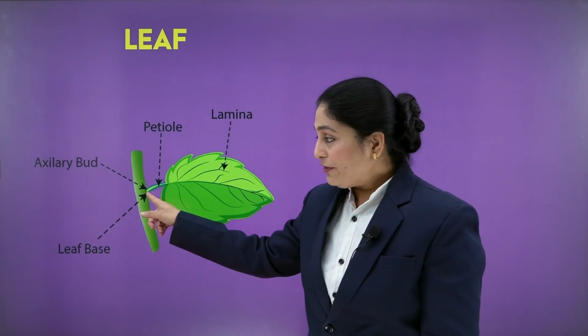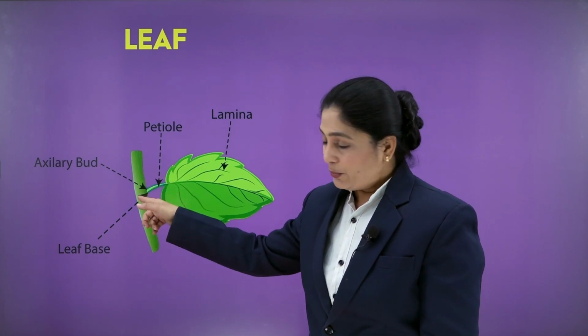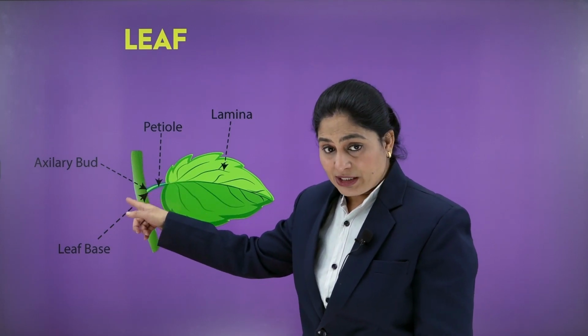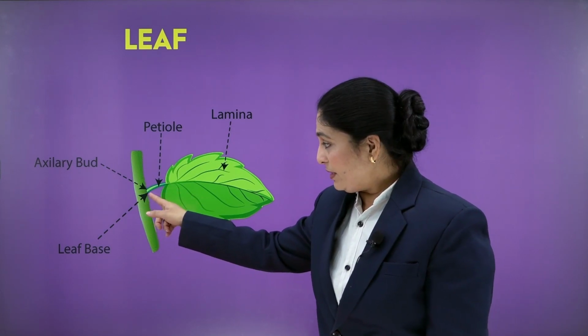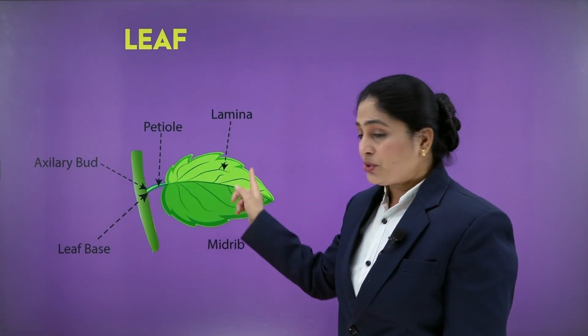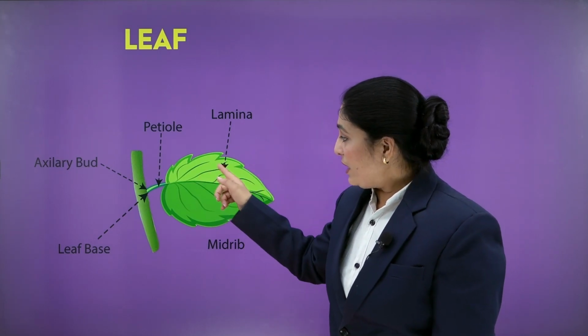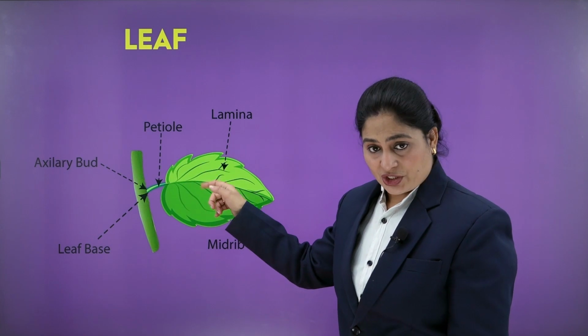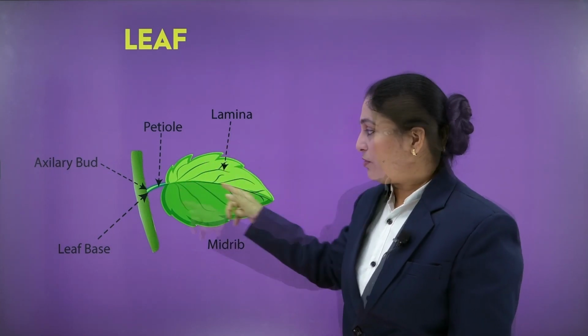We call it the leaf base. And the upper part where this leaf is bonded with the stem is the axillary bud, and this small part is the petiole, where the leaf finally changes into the leaf blade. In this leaf blade we have certain vein-like projections, which we call lamina. This is the midrib of the leaf.